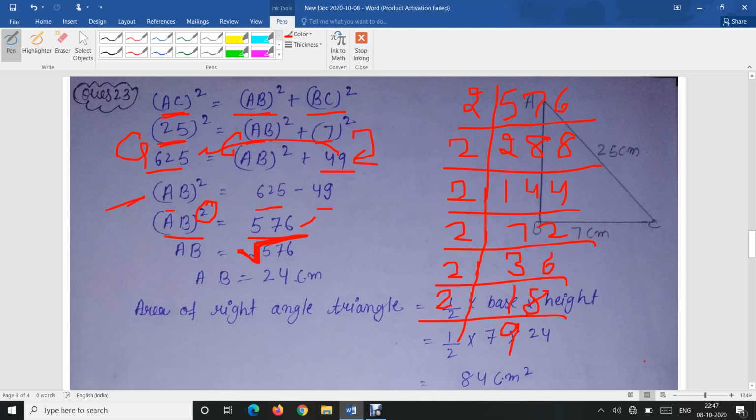2 9s are 18. Now 3 3s are 9. Now 3 1s are 3. Now you can multiply 2, multiplied by 2, multiplied by 2. When you multiply these values, then again you will get 576.